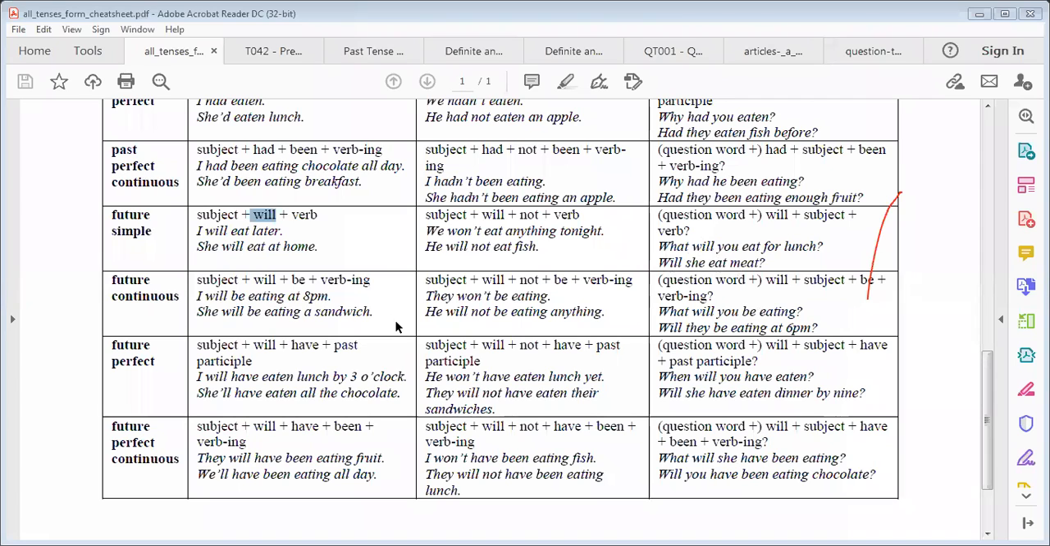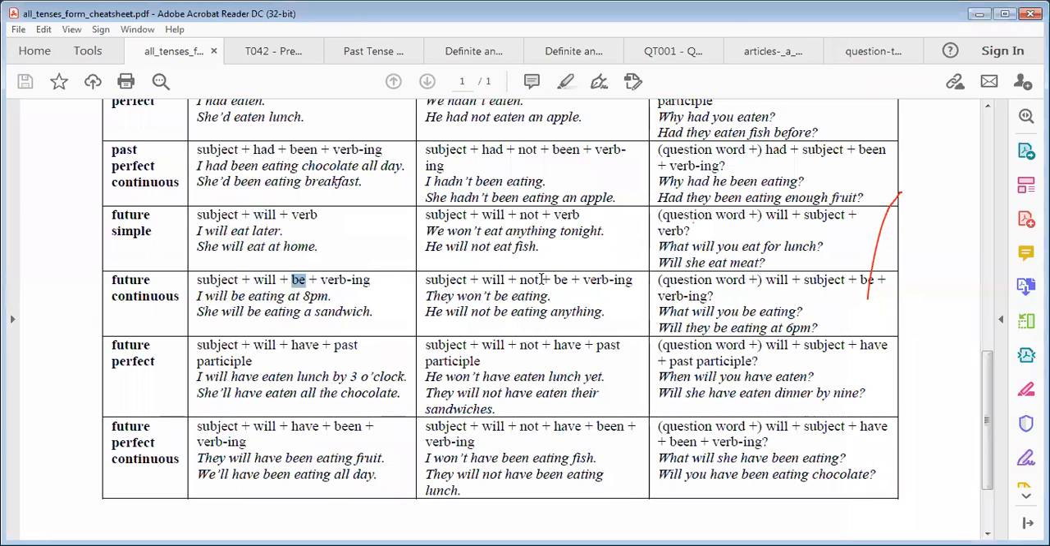Question mark. Future continuous: subject plus will plus be plus verb plus ing. In present tense, what was there? We used am, is, are plus verb plus ing, right? So instead of using am, is, are, we are going to use the be verb directly. So I have subject plus will plus be plus verb plus ing. I will be eating at 8 p.m. She will be eating a sandwich.